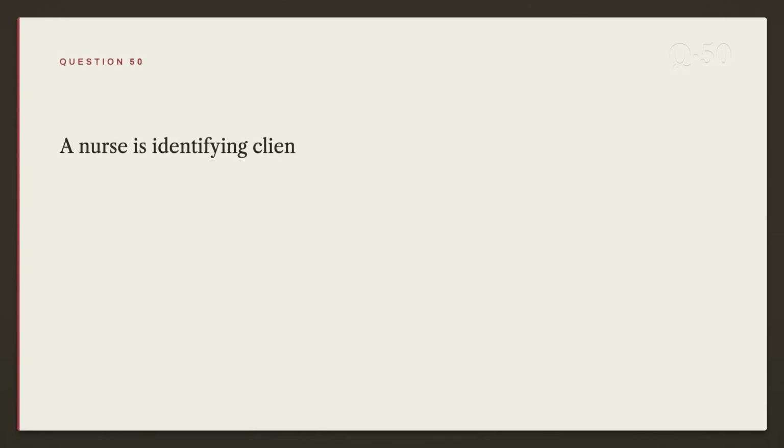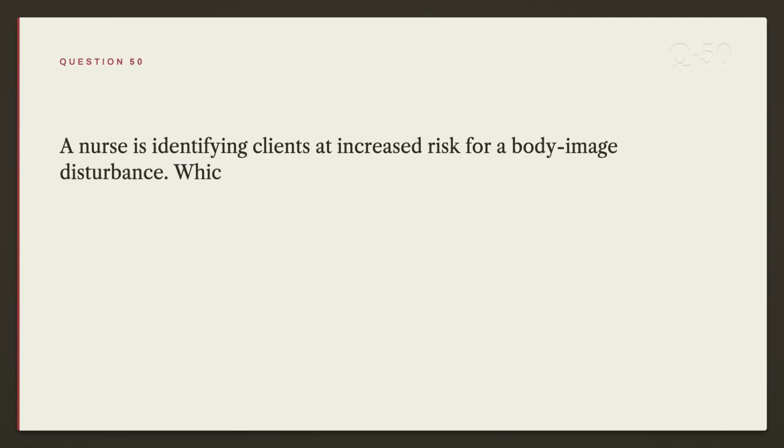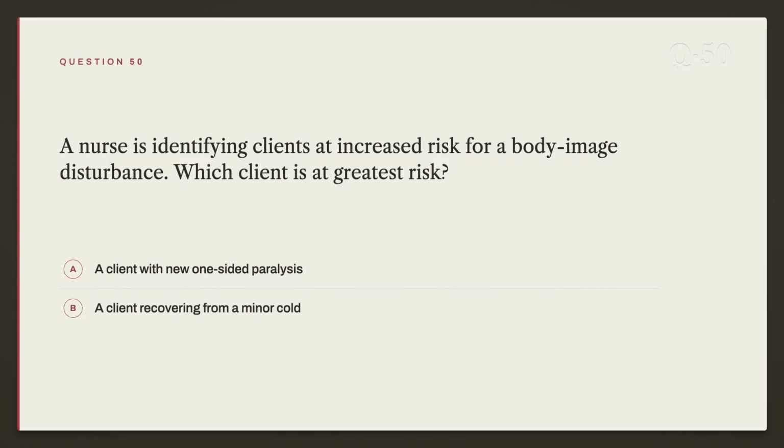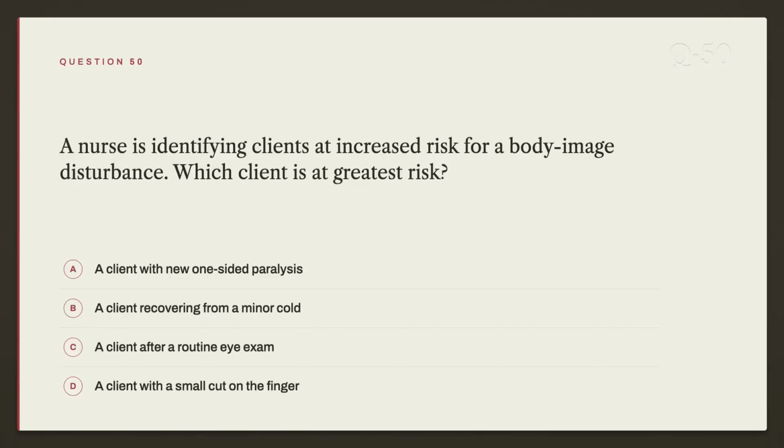Question 50. A nurse is identifying clients at increased risk for a body image disturbance. Which client is at greatest risk? Your options are: A, a client with new one-sided paralysis; B, a client recovering from a minor cold; C, a client after a routine eye exam; D, a client with a small cut on the finger. Take a second. Which answer would you pick?